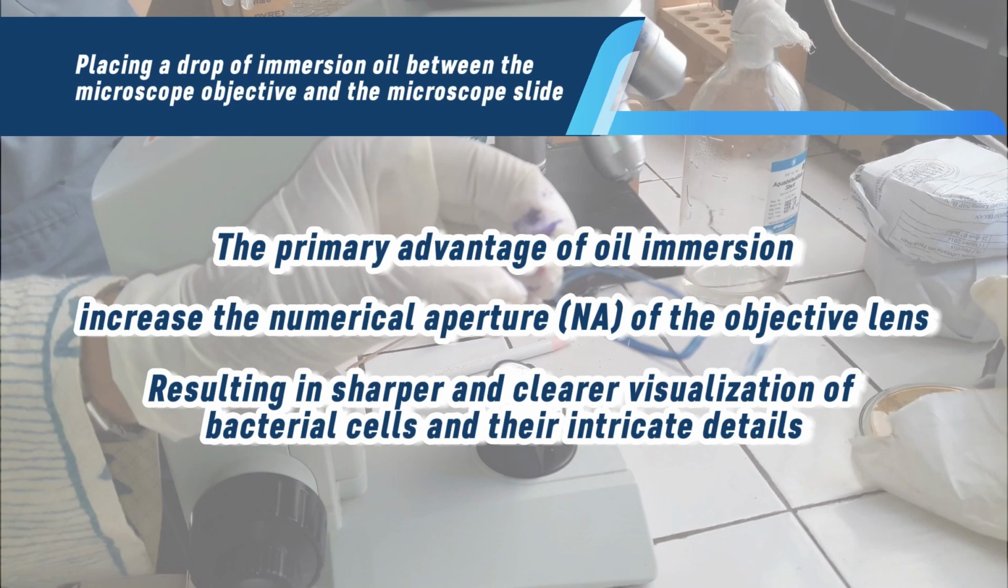However, it's important to note that oil immersion is not required when using lower magnification objectives, for example 10x, 20x, or when studying larger bacteria. In such cases, a cover slip can be used to maintain a thin layer of liquid, typically water or a suitable bacterial growth medium, between the specimen and the objective.